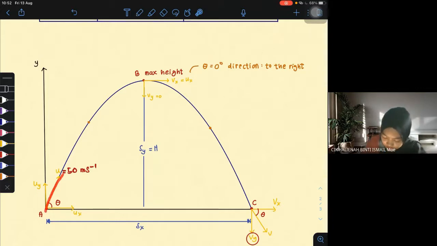Okay, at 50 meter per second, and then we kick this ball at a certain angle, maybe 45 degree. Okay, and then the ball will go up and reach one point. The point at the top, which is point B, we call it the maximum height. It means this is the highest it can go up. After that it will fall back down.